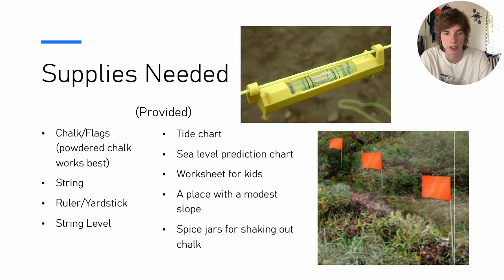As for supplies needed, these will all be provided, but you'll need chalk and flags, string, a ruler or yardstick, something that can measure several feet. You'll need a string level, which is this thing next to me here. You'll need your charts, the worksheet, a place with a modest slope, and then we find that powder chalk is best used in a spice jar, so you can just pour it out and it works best that way.